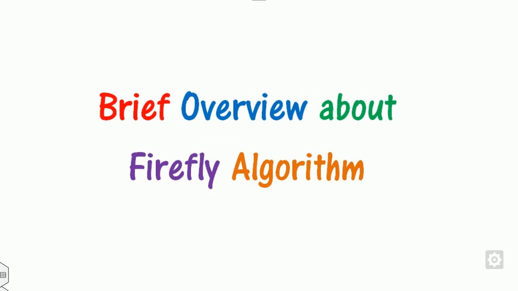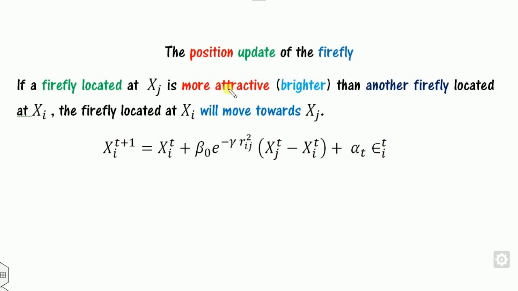Now let me quickly overview the Firefly algorithm so that it will be easy to create the MATLAB code for it. In the Firefly algorithm, the positions are updated based on this equation. First of all, the notation: t is my iteration counter. Whenever you move from one iteration to the next, that is t plus 1.